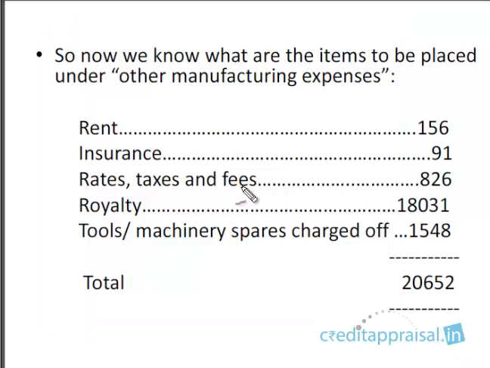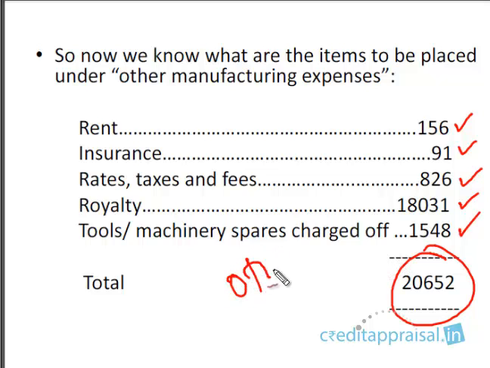So now these are the items we are going to have under other manufacturing expenses: rent, insurance, rates, taxes and fees, royalty, tools and machinery spares charged off. So this 2065.2 crores, we're going to place under the CMA data under the head of other manufacturing expenses. So let us go ahead and do that.